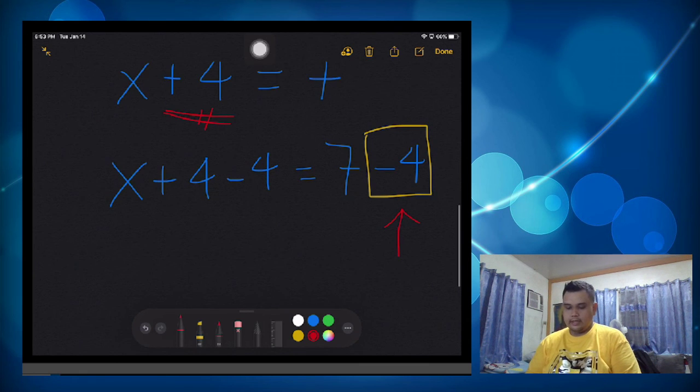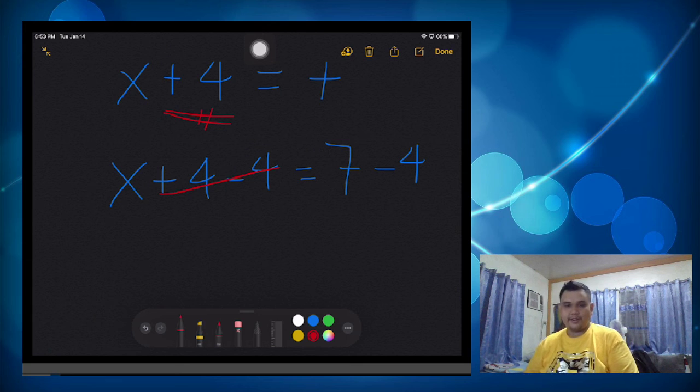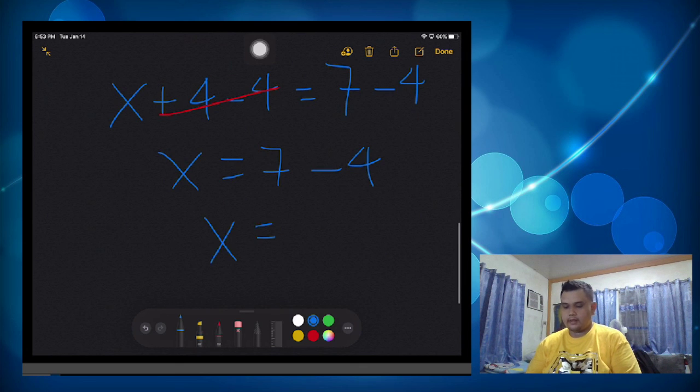Okay, now let's remove that again, which leaves us with this. And why do we call it elimination? Because technically we just eliminate the value here. And that leaves us with x equals 7 minus 4, which makes it 3.